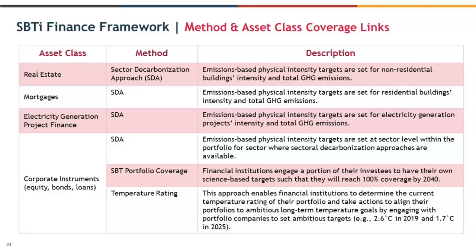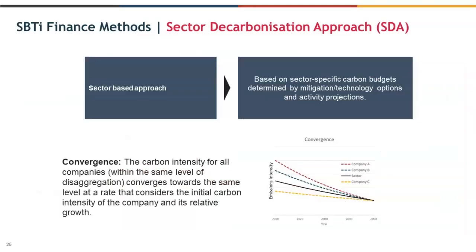And then we also have these other two approaches we mentioned, the engagement approaches of portfolio coverage and temperature rating. Portfolio coverage centers on companies with already existing SBTs in the portfolio, and temperature rating focuses on companies with any public greenhouse gas targets, and we're able to convert those into a temperature, and then the target is set ultimately to align that temperature with a long-term temperature goal, which we'll go into in a bit more detail. So I'd like to start with just an overview of the SDA.